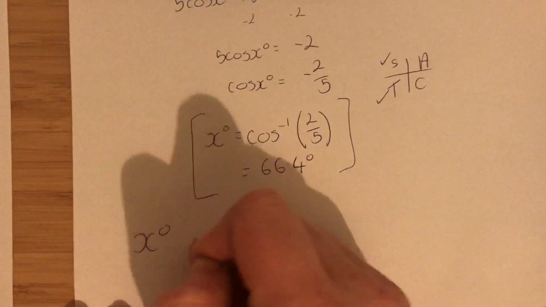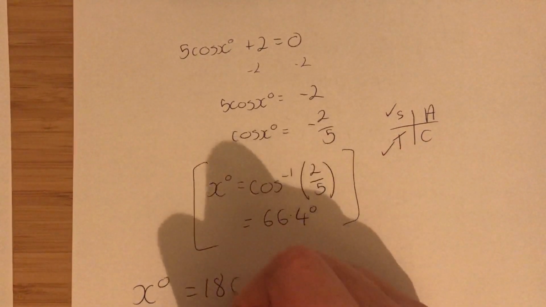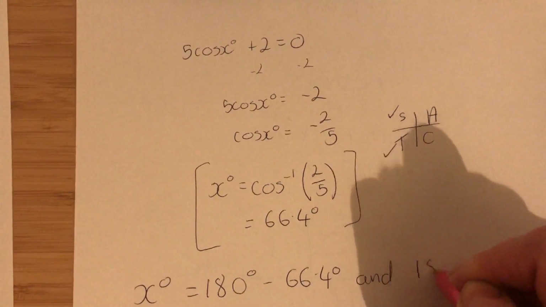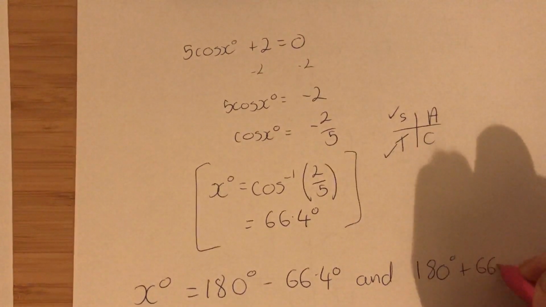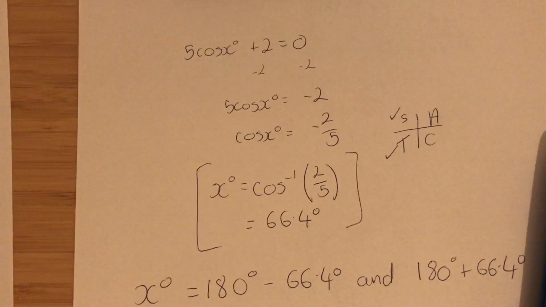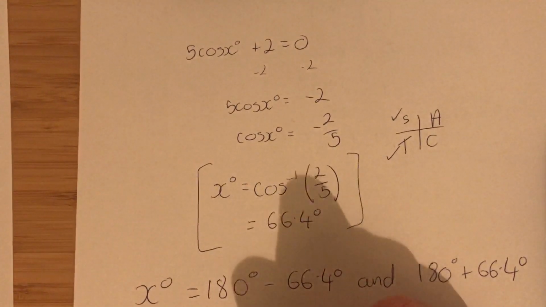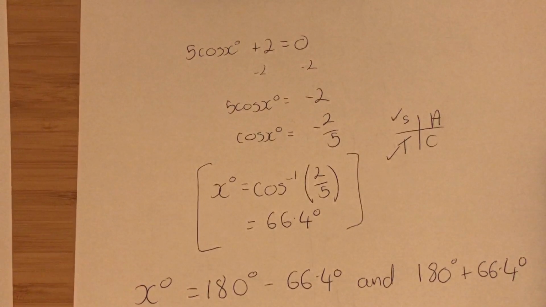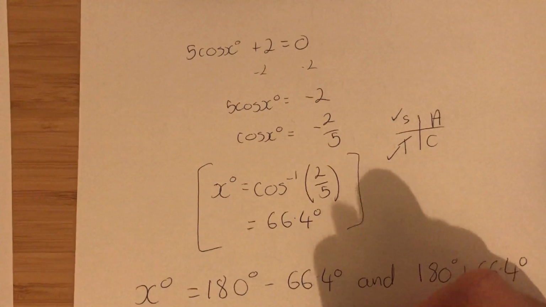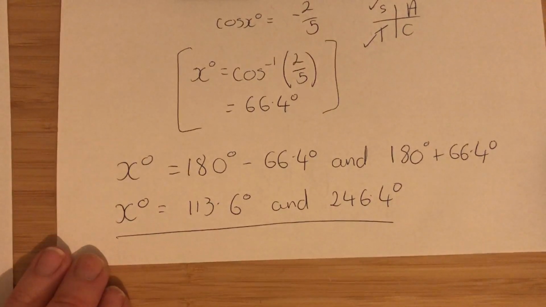So that we just needed to do to get our other solutions. So our actual solutions, x is going to equal, first of all, 180 minus that one, that's 180 minus 66.4, and 180 plus 66.4. So our two solutions this time are 113.6 degrees and 246.4. And those are your two solutions.